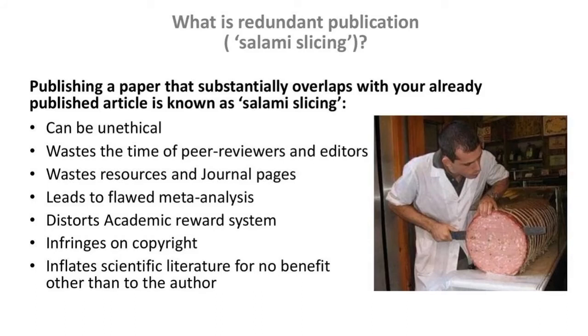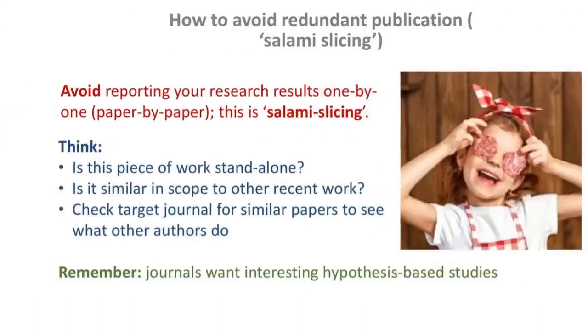It's called salami slicing. Can be unethical, wastes the time of peer reviewers and editors, wastes resources and journal pages, leads to flawed meta-analyses, distorts the academic reward system, infringes on copyright, and inflates the scientific literature for no benefit other than to the author.